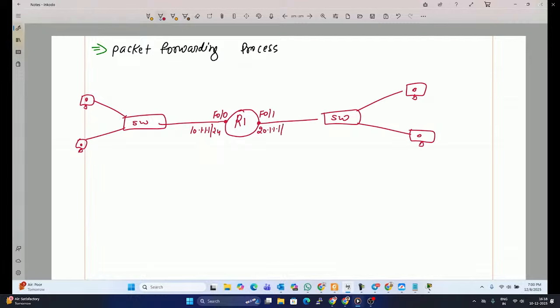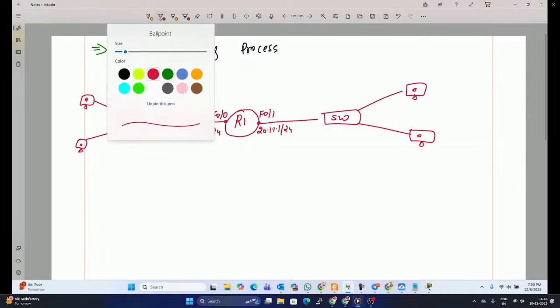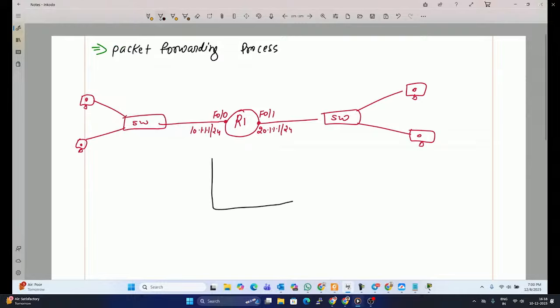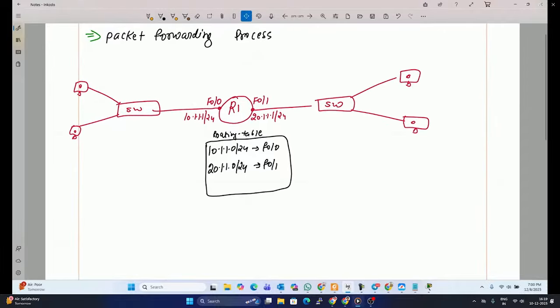On this interface we have configured an IP address 10.1.1.1/24. So first thing, whenever we configure an IP address on the router, what does this router do, guys? This router maintains the routing table. And in the routing table, the router creates entries for the network 10.1.1.0/24 on this interface, f0/0, and 20.1.1.0/24 on f0/1. So we have two interfaces, and on both the interfaces the router has IP addresses.